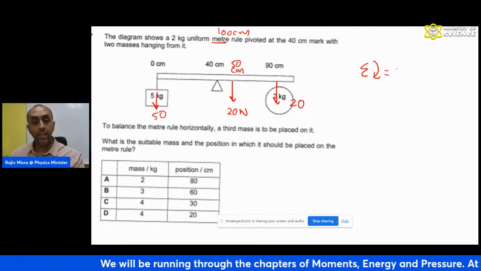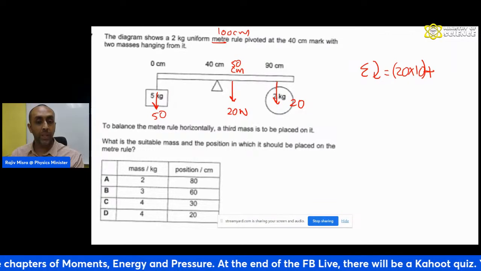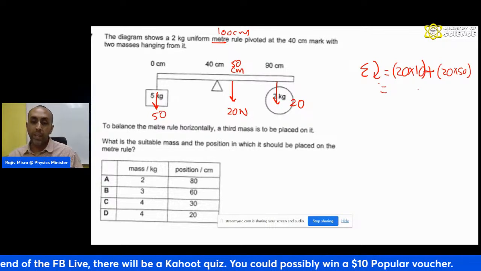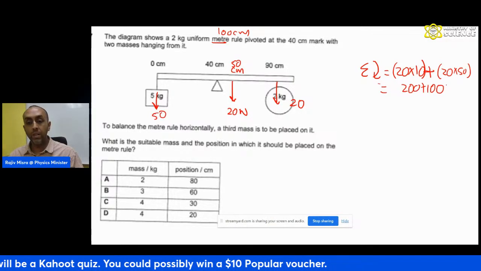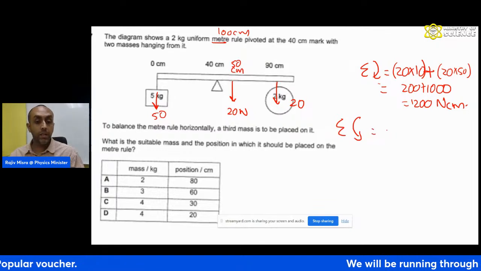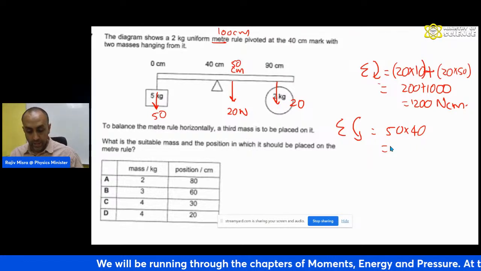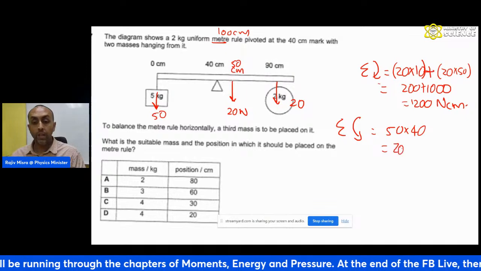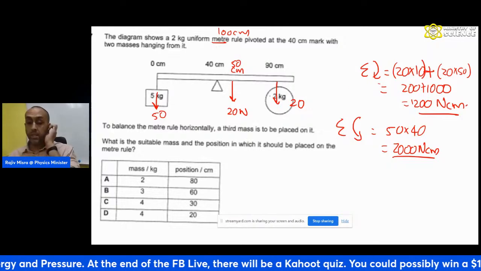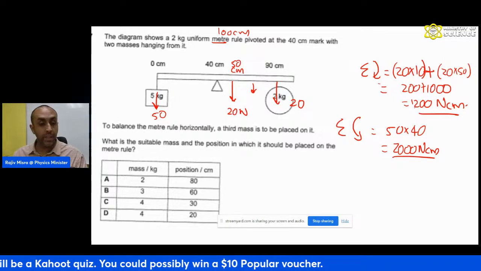Sum of clockwise is 20 times 10 plus 20 times 50. And what you will get is 200 plus 1,000. So it's 1,200 Newton cm. Sum of anti-clockwise, if you take 50 times 40, I think will be 2,000 Newton cm. Now you can see that the difference is that you need something that is clockwise. That means it should be on the right side, and it should contribute 800 Newton cm.